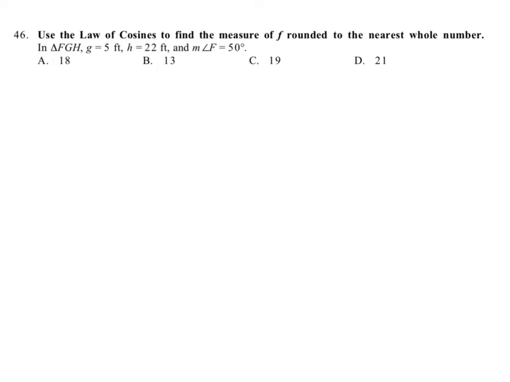Okay, use law of cosines. We need to know what law of cosines says, so I'm going to write it up top here. Okay, it says c squared equals a squared plus b squared, which is like what our normal Pythagorean theorem is, right?